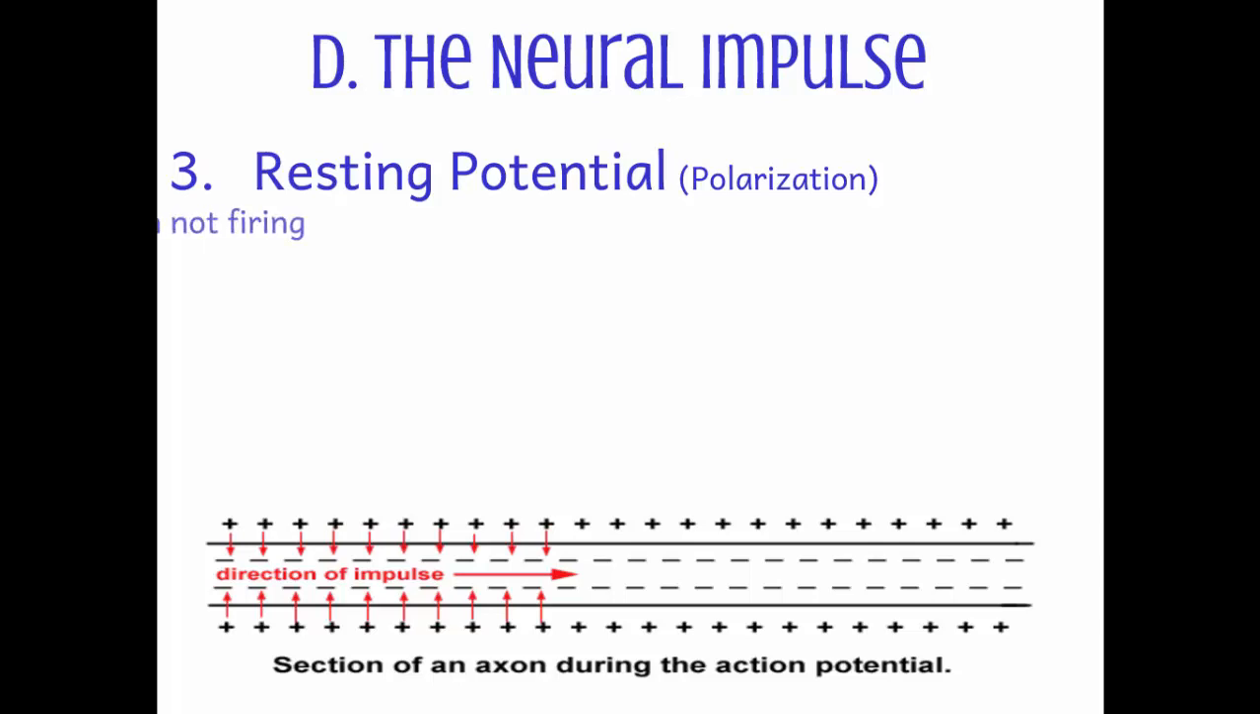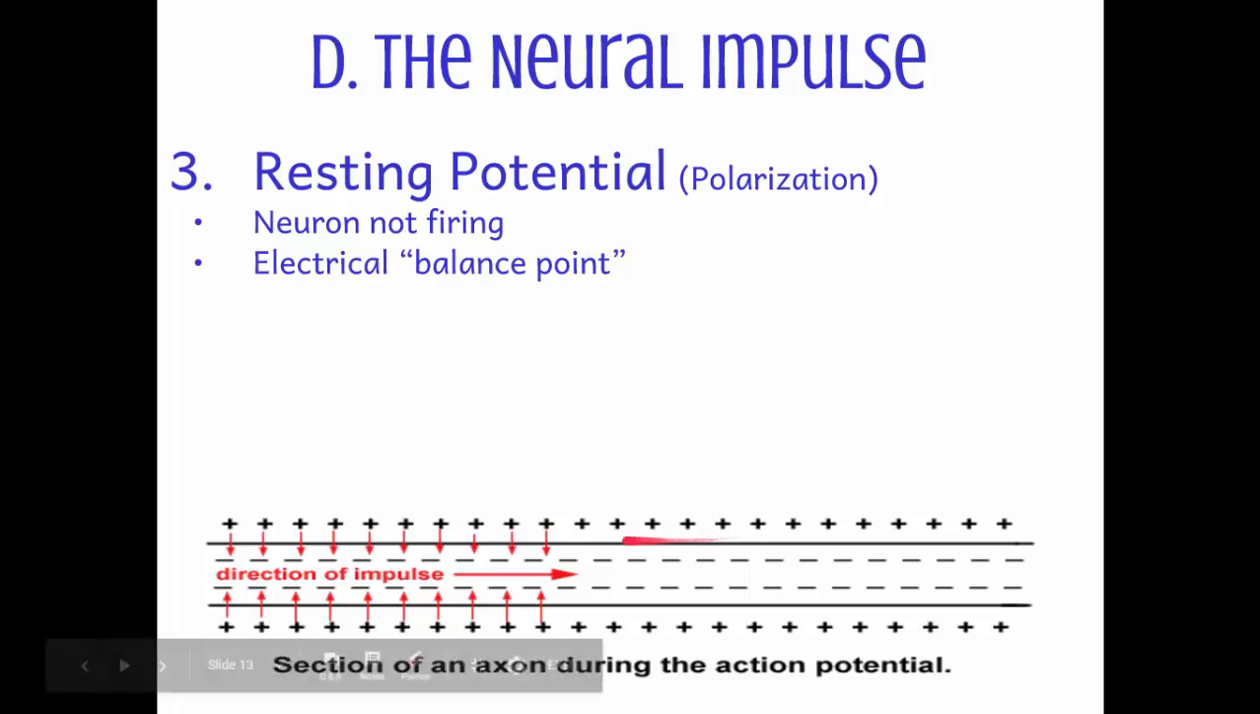This is the time when the neuron is not firing. So this is when it's electrically balanced, and I have balanced in quotes because it's not really balanced. There's not the same number of positive and negative ions on either side of the axon. This whole thing right here, by the way, this is the axon of the neuron, right here with the positive ions on the outside and the negative ions on the inside.